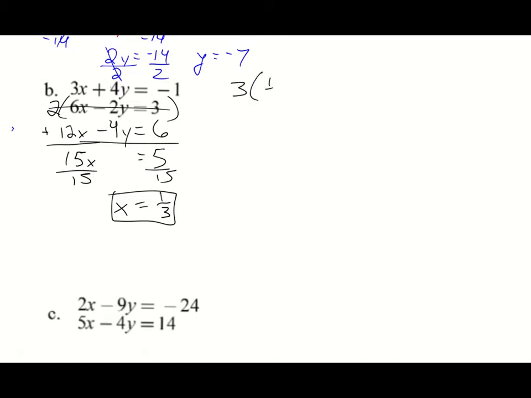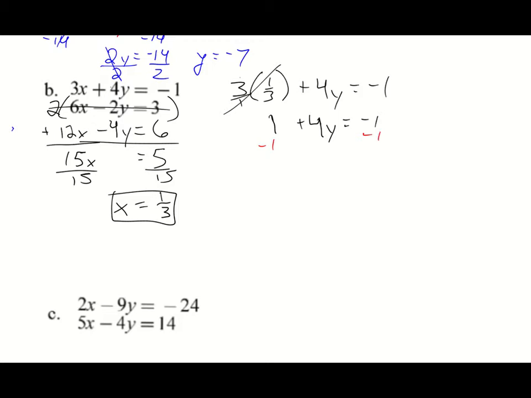3 times 1/3 plus 4y equals -1. When you do fraction multiplication like this, you need to make them both fractions. And you'd end up with 3 over 3, which is just 1. So this whole term turns into 1. Plus 4y equals -1. And then this is all about just a two-step equation.